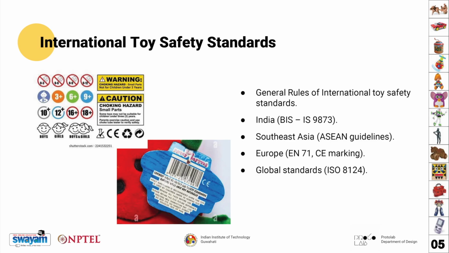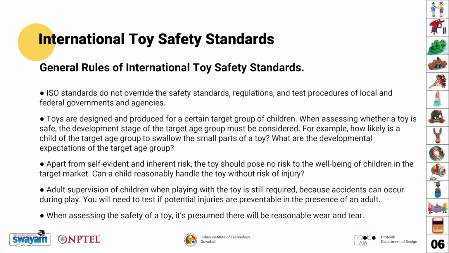The next topic is international toy safety standard from different regions around the globe such as India, Southeast Asia, Europe, and global standards. Before discussing these standards, let us first look at what the general rules of international toy safety standards are. The general rules are: 1. ISO standards do not override the safety standards, regulations, and test procedure of local and federal governments and agencies.